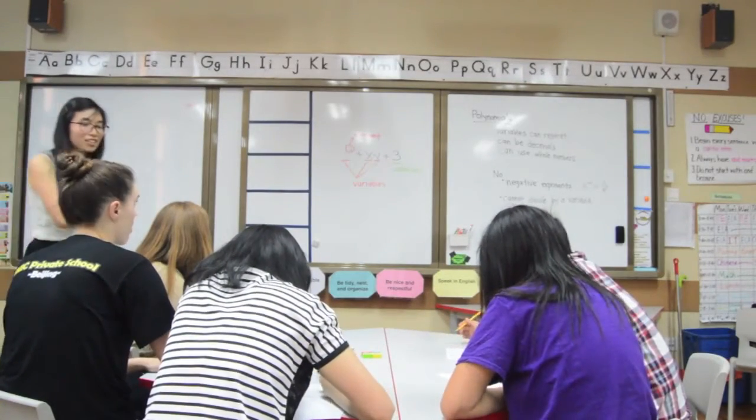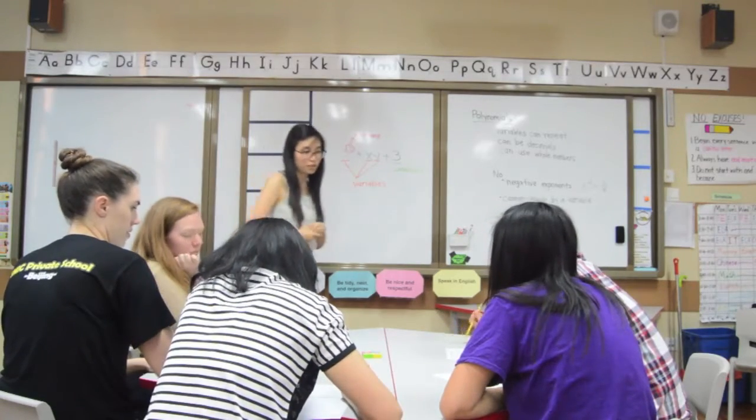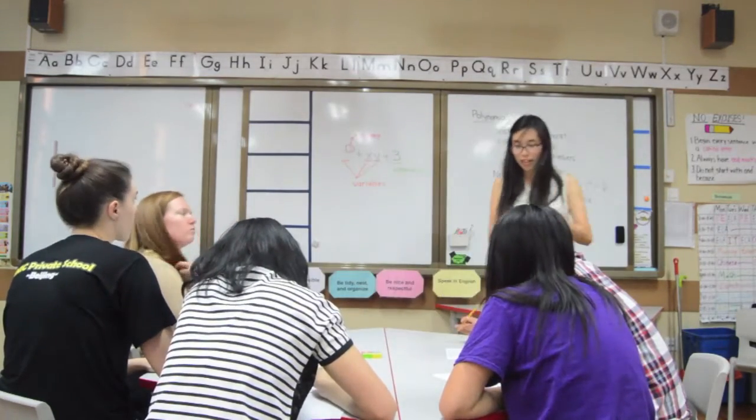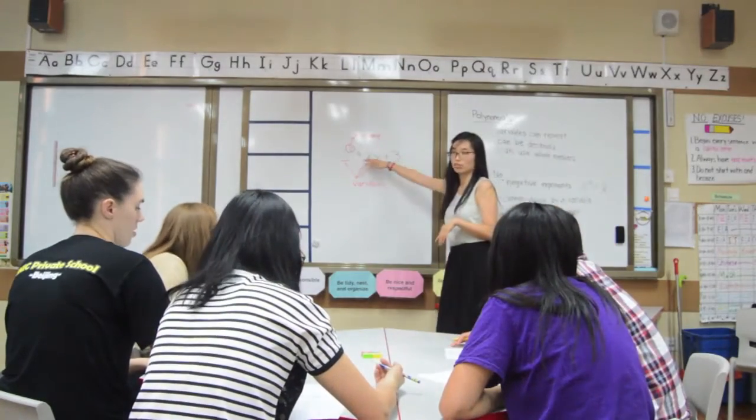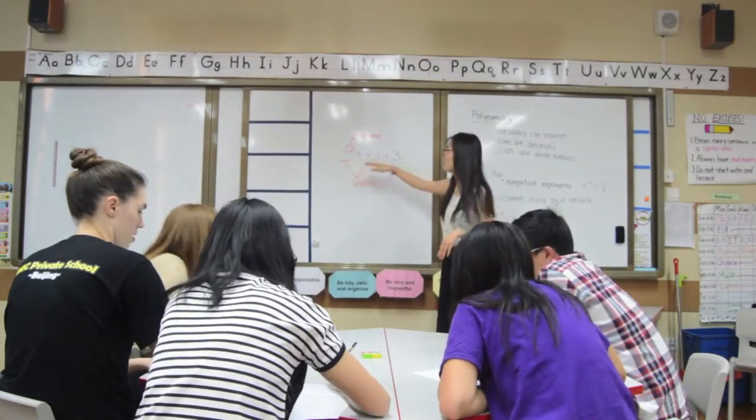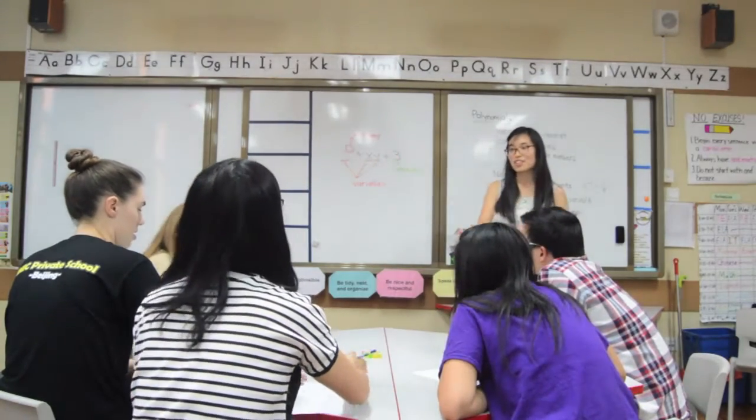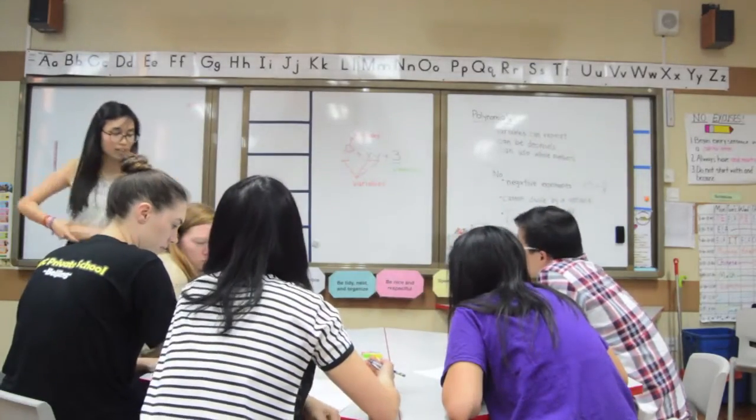So a minute has passed. You guys can talk to each other about how you have decided to approach this problem. So it says you need to write an expression. Expression just means you can write it in a form like this. It doesn't have to equal a number. So you can discuss how you went about trying to solve this problem, writing an expression.